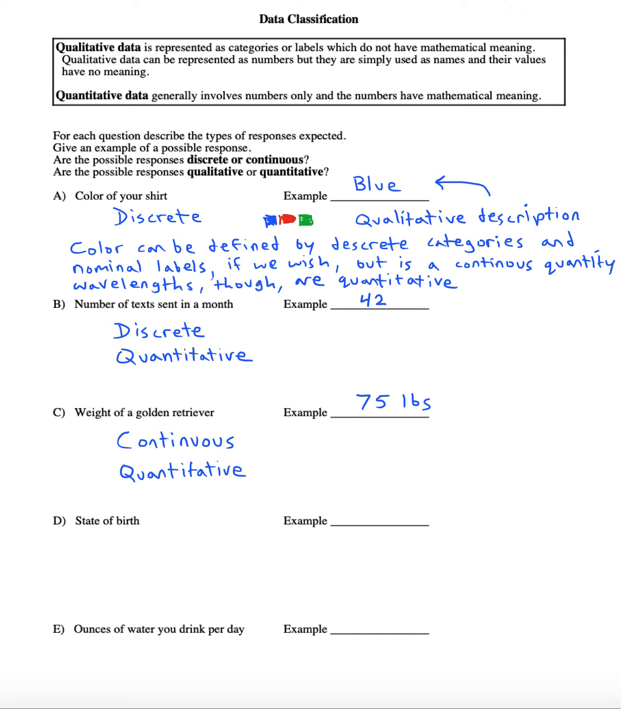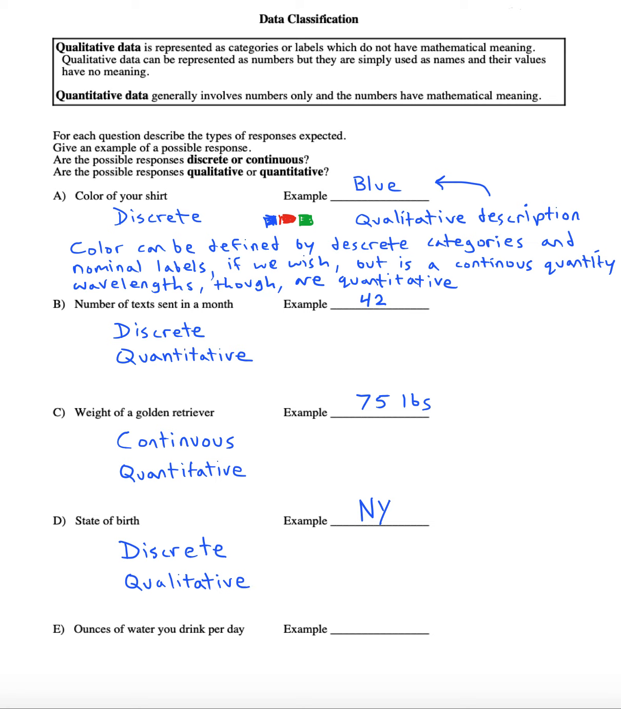How about the state of birth? How about a person's state of birth? I'll give New York as an example. This is a label which describes an area or place or a governmental boundary. It is discrete because you were either born in one state or another. And this is definitely going to be an example of qualitative. There's no numbers associated here.